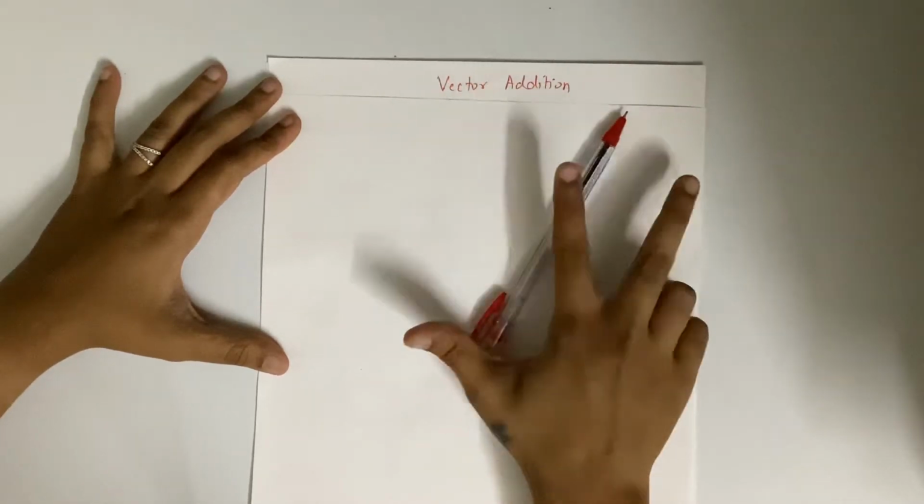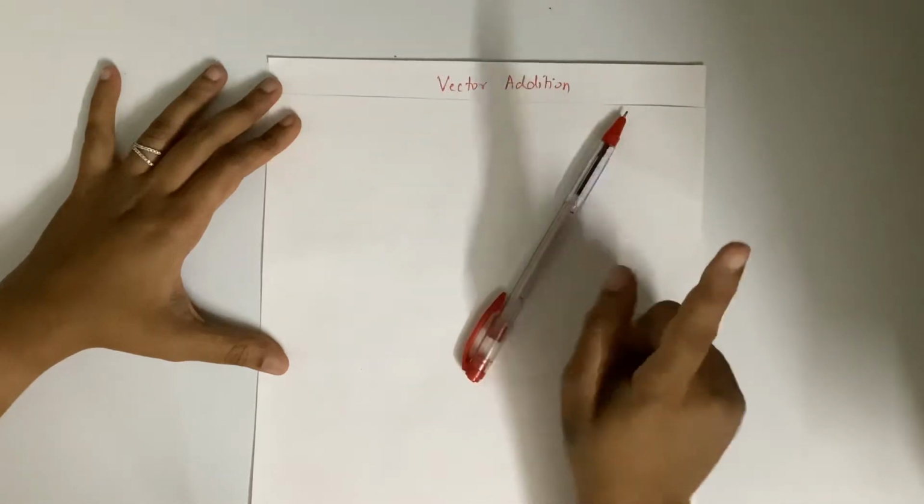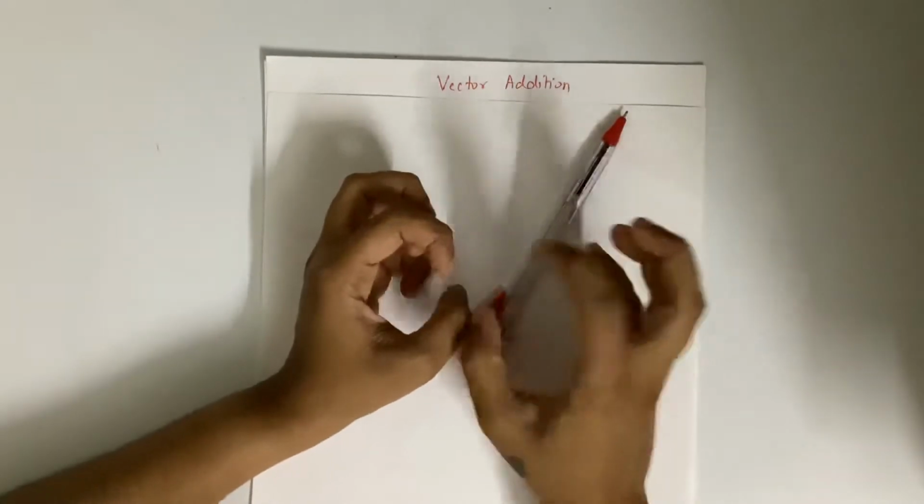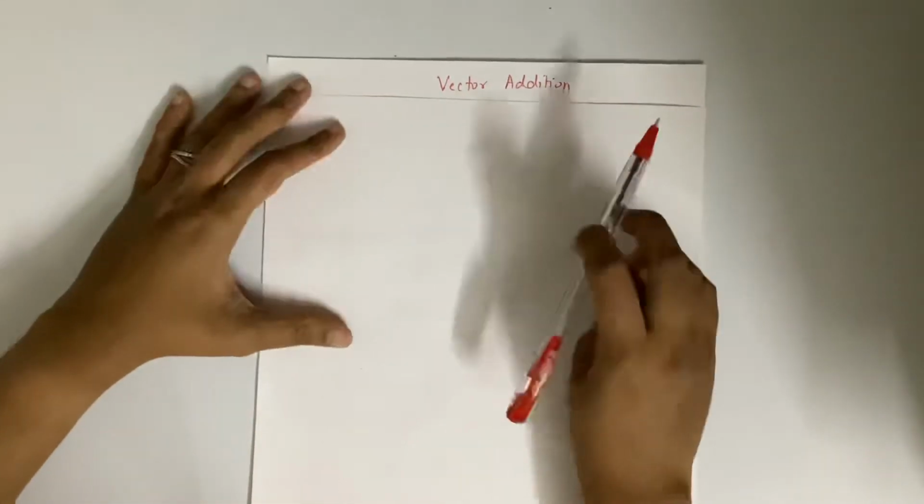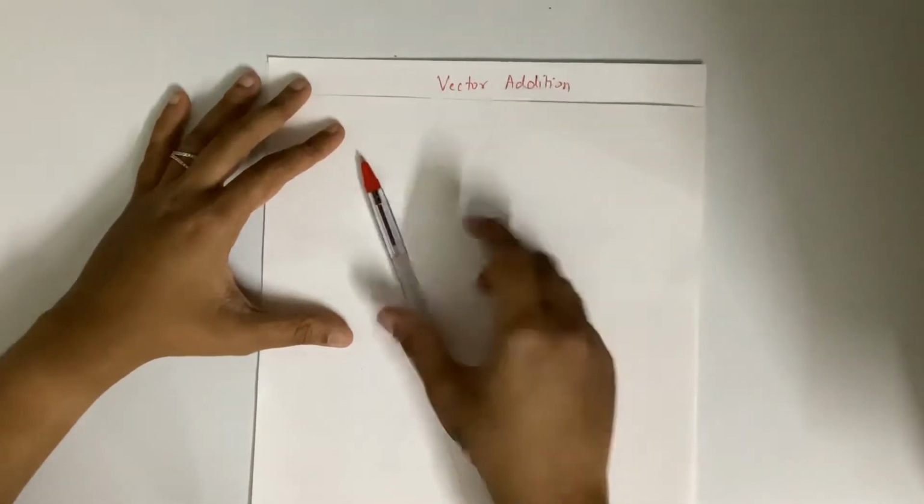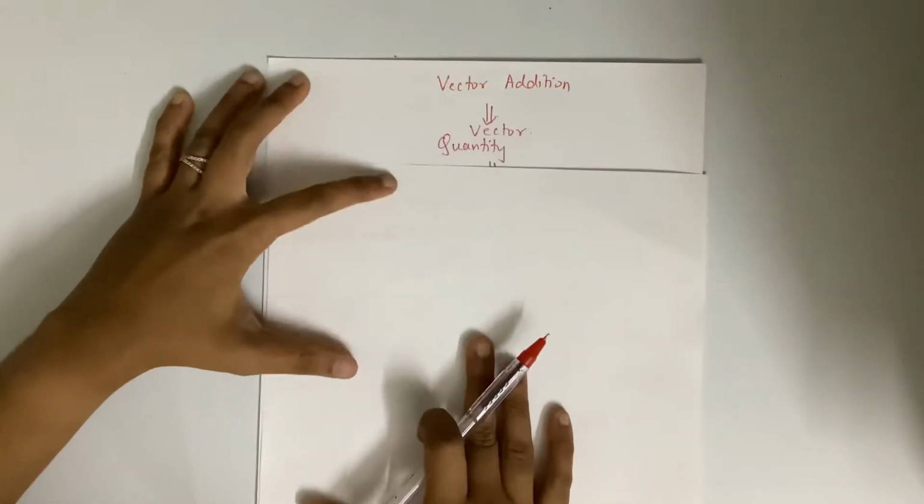So we can add two forces together. Both the forces are vector quantities and it is one quantity only. So you cannot add velocity and force together because both are different quantities. So for vector addition the quantities should be the same, but we need two different values, I would say. Before we learn about vector addition, let us first see what is a vector quantity.